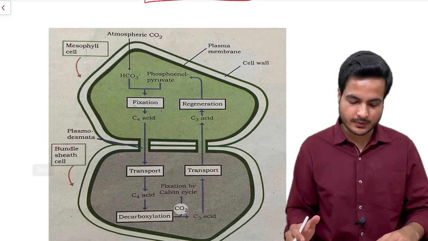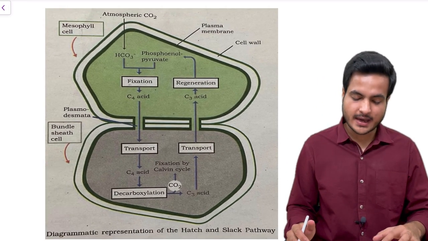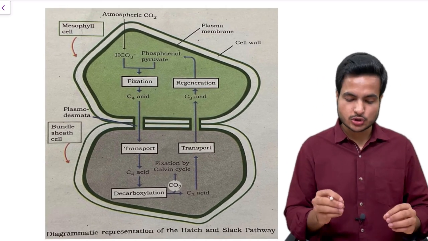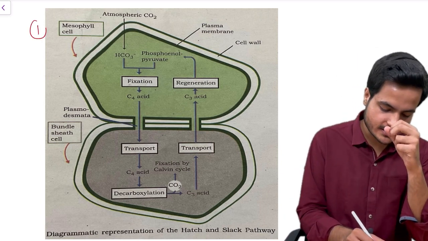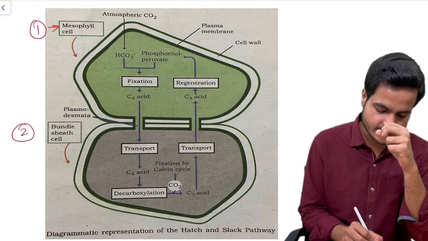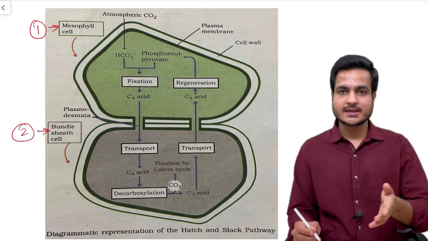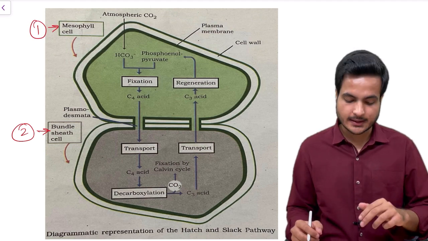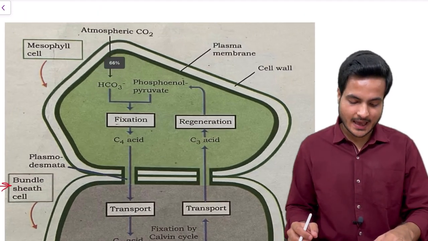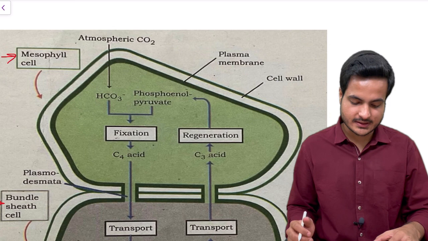So now we have completed the first half of our story of the Hatch and Slack pathway. This is the entire cycle shown in a diagram. The cycle is between two cells. The first is mesophyll cells and the second is bundle sheath cells. Mesophyll cells are in green color in this diagram and bundle sheath cells are in gray color. We have done the first half, so we'll see it first.